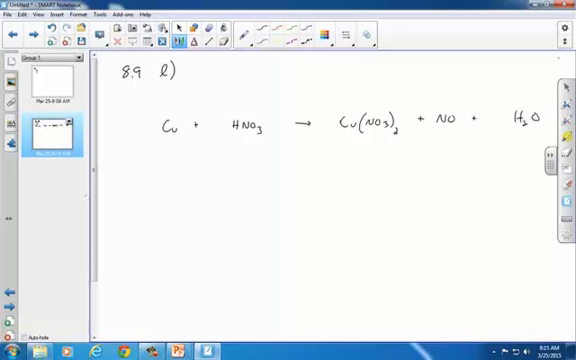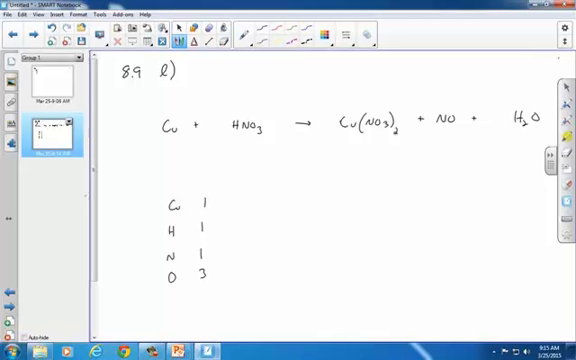Okay, so again, I want to start the same way by counting what I have. So I have copper, hydrogen, nitrogen, and oxygen. On the left, I've got 1 copper, 1 hydrogen, 1 nitrogen, and 3 oxygen.